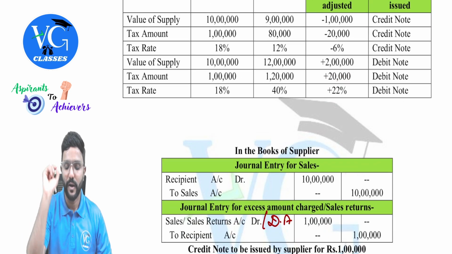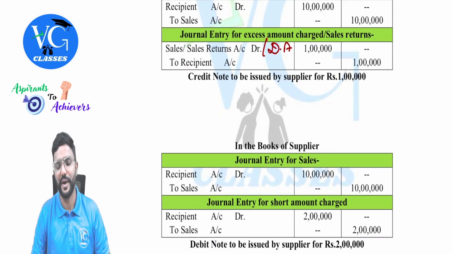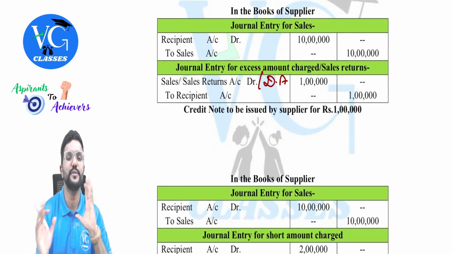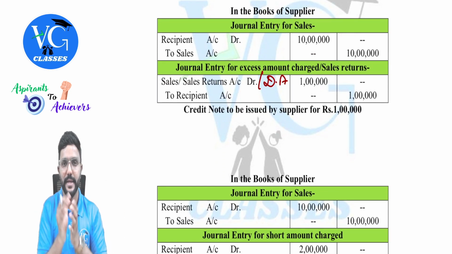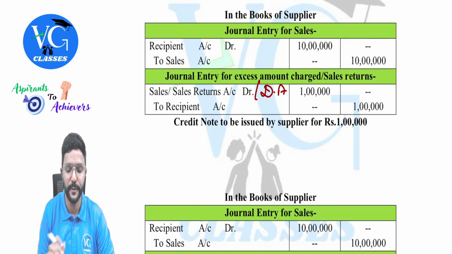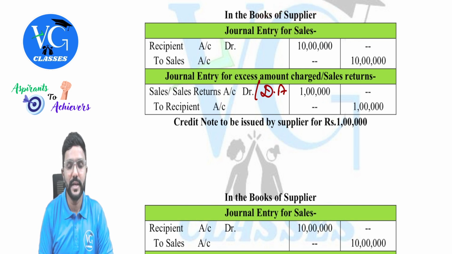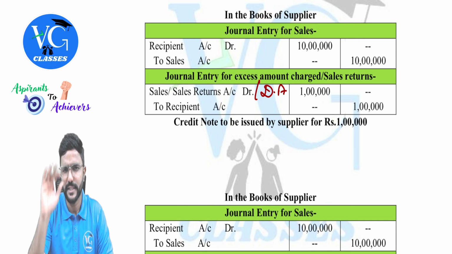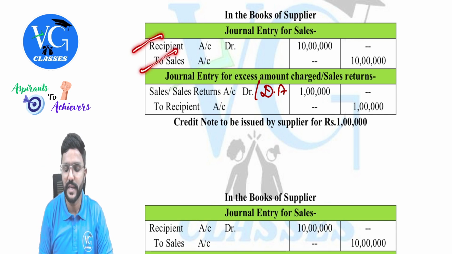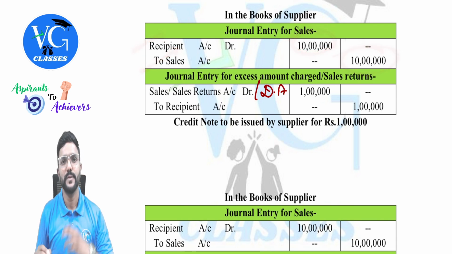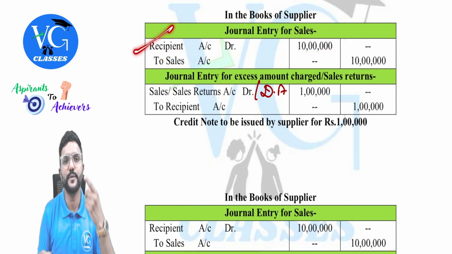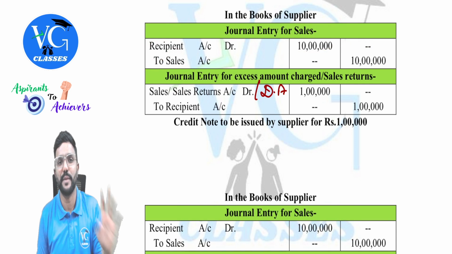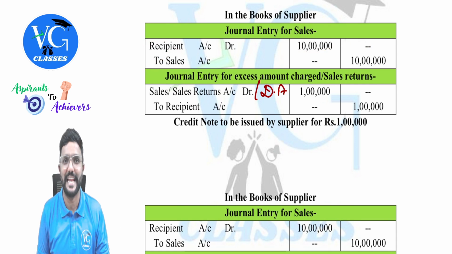Yes, guys. So I will also try to explain why credit note, why debit note, because students might get confused between credit note and debit note. First, credit note. Assume, guys, in the books of supplier, I am the supplier, you are the recipient. I have already passed the entry in my books. It is a credit sales. Recipient to sales, 10 lakh. So after this entry in my books, you are supposed to pay me how much? 10 lakh. You are a debtor in my books. You are liable to pay me 10 lakh.